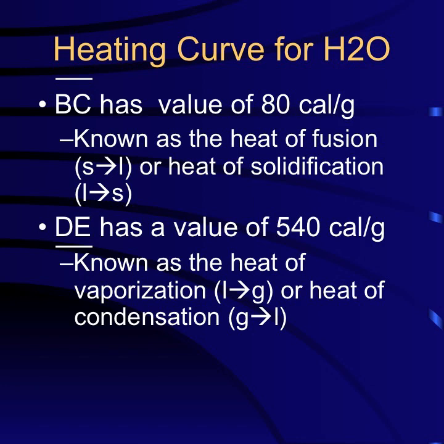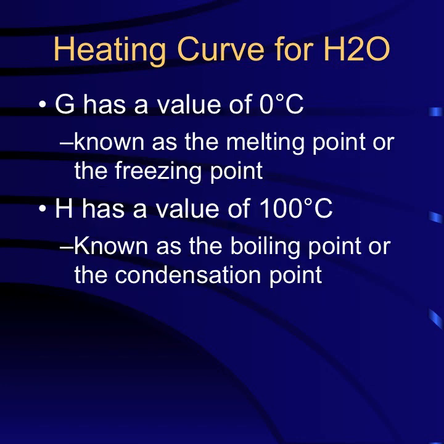Continuing to look at this heating curve, point G has a value of 0 degrees Celsius. It is the melting point or the freezing point. They are the same temperature for any substance. A melting point and freezing point are the same thing. Point H has a value of 100 degrees Celsius, and it is the boiling point or the condensation point. Again, they are the same thing for a substance. And notice that there's no change in temperature at these points, per se, until the phase is completely changed. Once that phase change is complete, then if we continue to supply more energy, the temperature will go up.